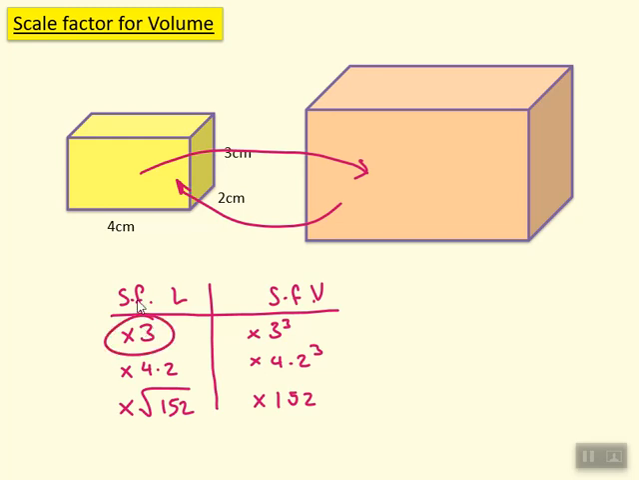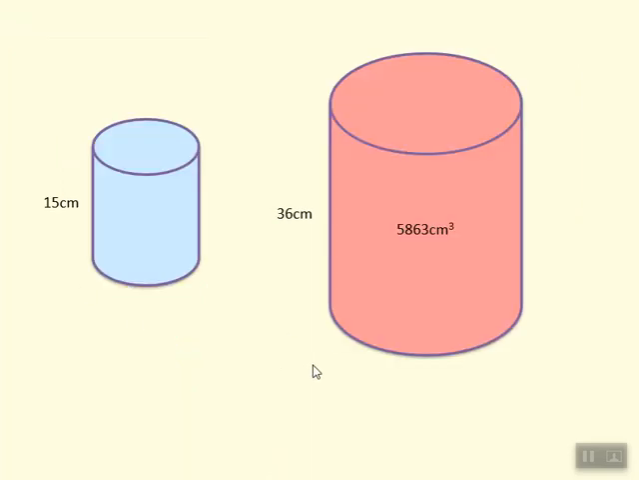So if the lengths are multiplied by 3, then the volume's multiplied by 3 cubed. Or just to summarize this, if all the lengths are multiplied by k, then the volume would be multiplied by k cubed, or scaled by k cubed. And that's how they're connected. Okay, let's do some questions. Let's do a straightforward one.